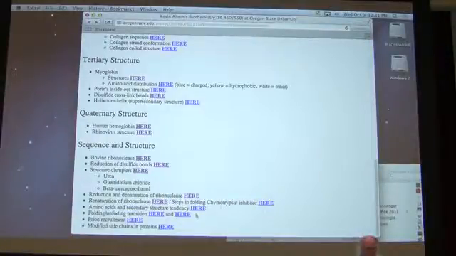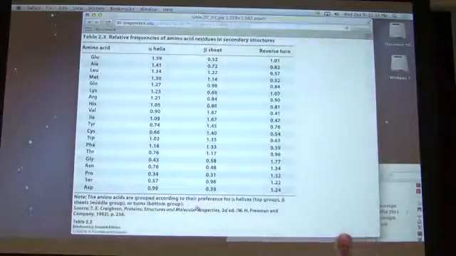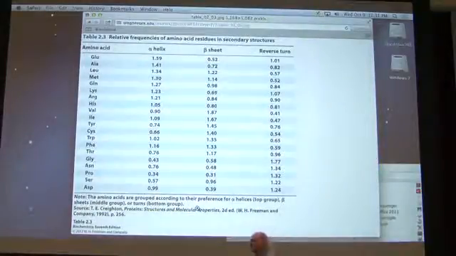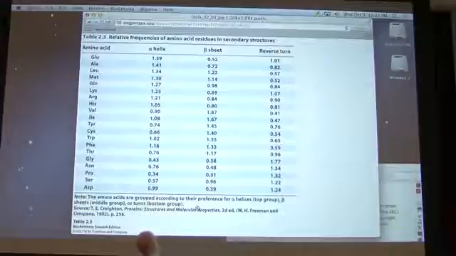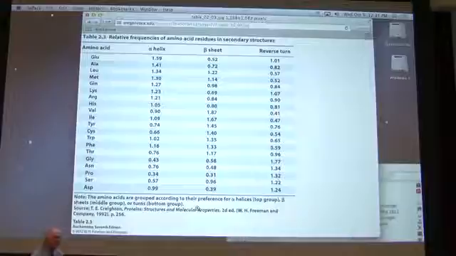Let's, this is another thing I wanted to talk about. So last time I had some people ask me questions about what happens with the tendency for a given amino acid to be in a given structure.